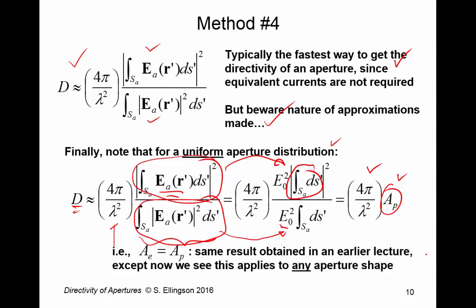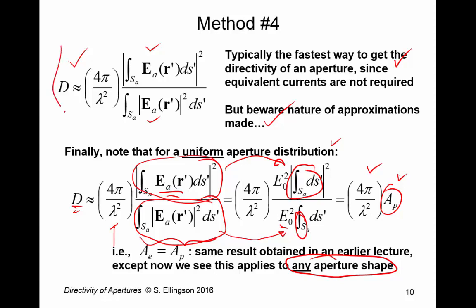So the value in having done this now is we see that the effective aperture is equal to the physical aperture under these approximations. And now we've obtained it for any aperture shape, because when we did this, we did not assume it's a rectangular aperture. We let that be completely general. Here's the definition of the aperture appearing in the integral. So this works for any aperture shape.